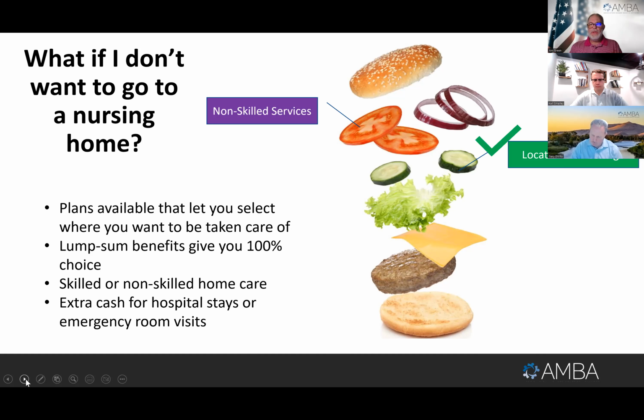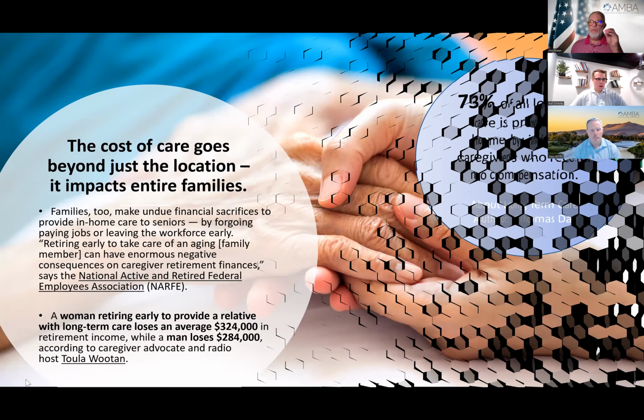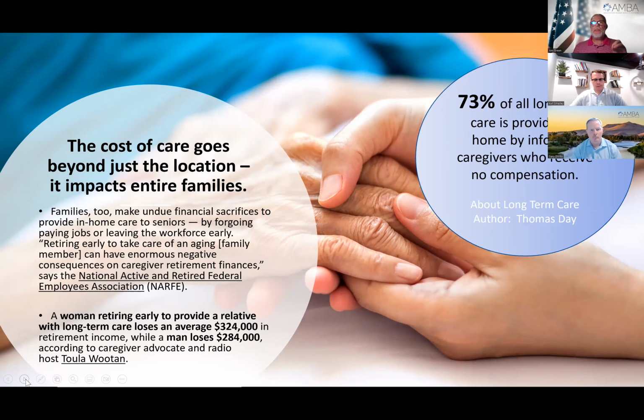So we've got options that you have out there for location, again, where you want to be taken care of, and these non-skilled services that allow you to have those comfort care that you need by somebody that may be familiar to you. It gives you that money that you can do that and doesn't impact somebody overall. Because the big reason we say this is that ultimately almost 3/4 of all care is provided in a home by a non-skilled or informal caregiver who receives no compensation.